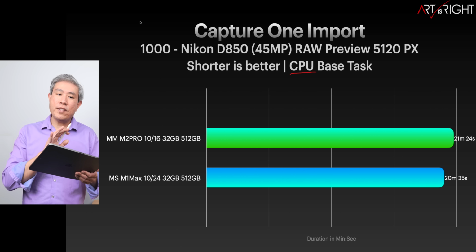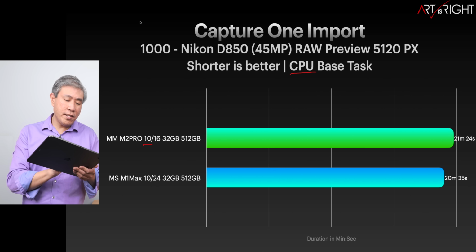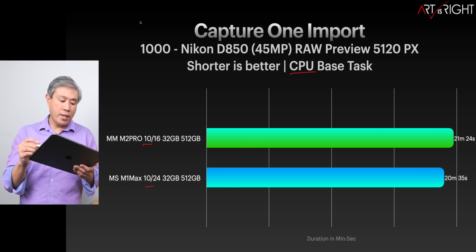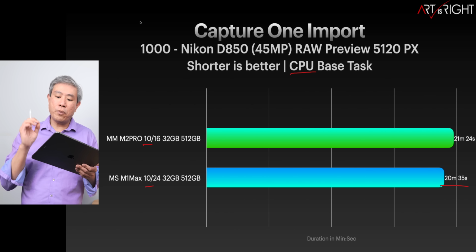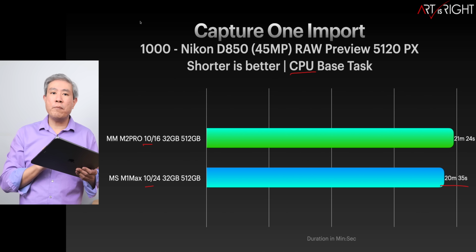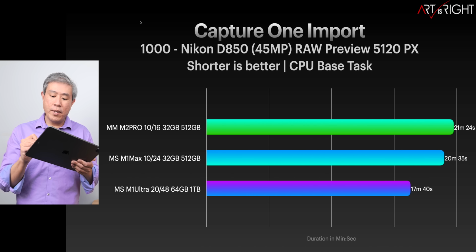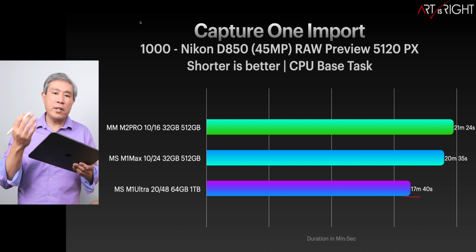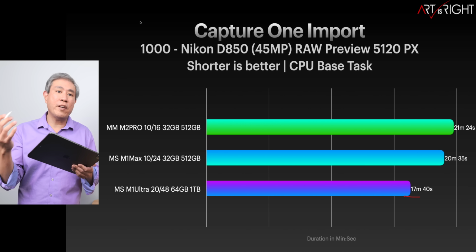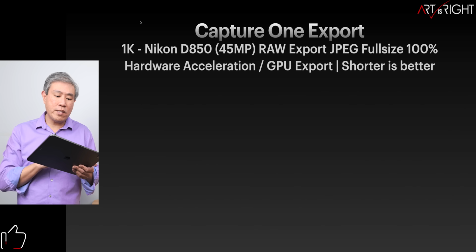interestingly enough, this is a CPU-based task only, and even though this is the same 10-core CPU, the Mac Studio is pulling up slightly ahead by close to a minute or so. Very interesting there. When we throw in the M1 Ultra, it's a little bit faster, but not by much, and this should be scaling much better, but we're never seeing that in Capture One, so that's just something to note.